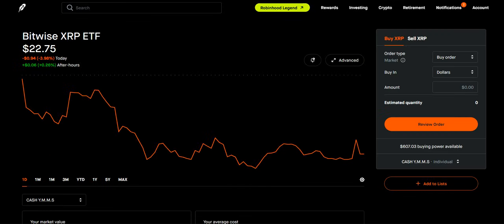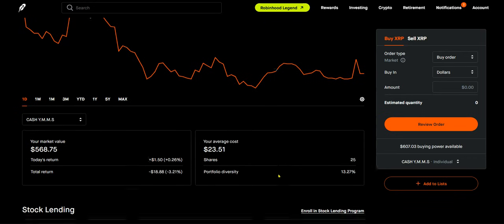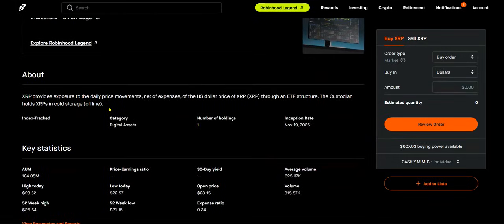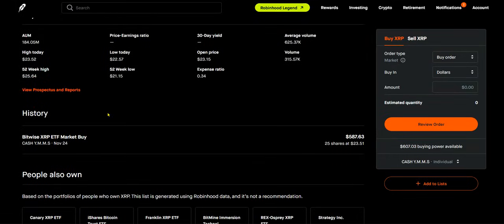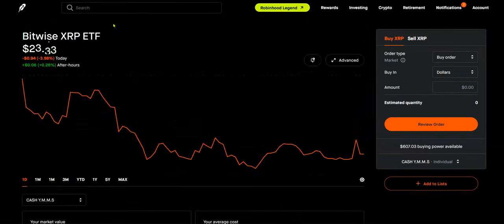First up is Bitwise XRP ETF, $22.75. Market value is at $568.75. We're down $18.88 for an average cost of $23.51 for 25 shares. Not sure if this is going to be a dividend paying position, but if not, we got a little skin in the XRP game. All right.